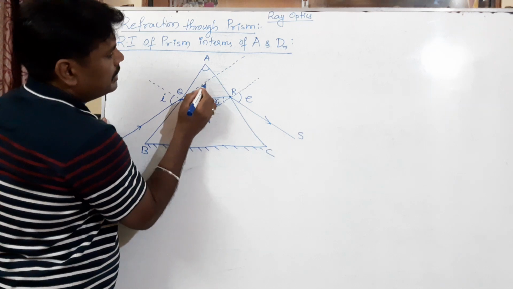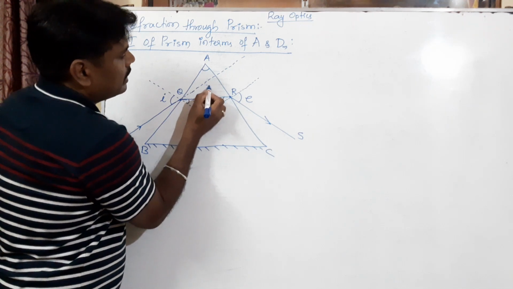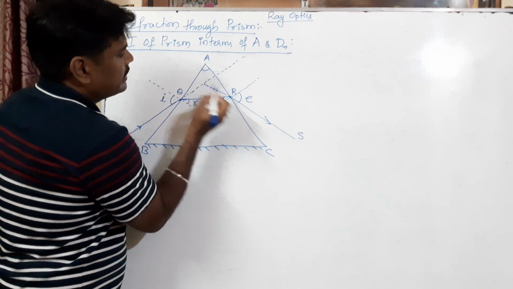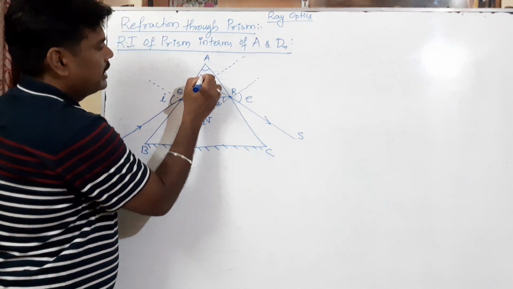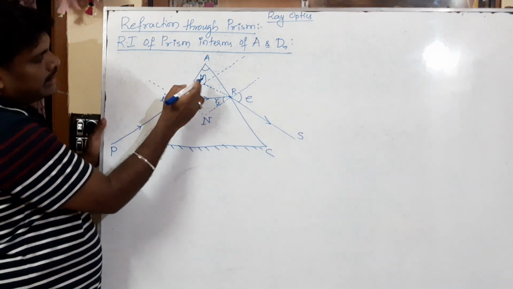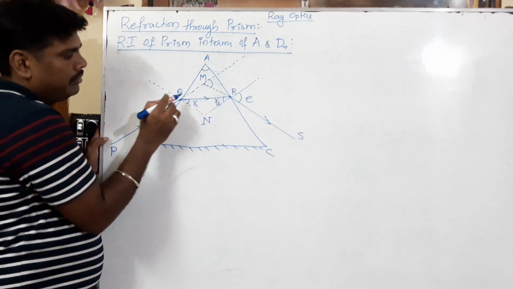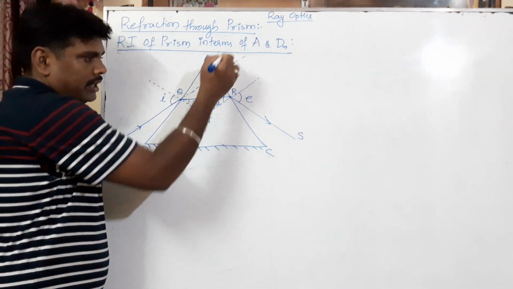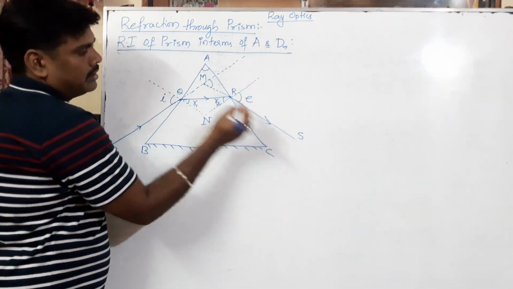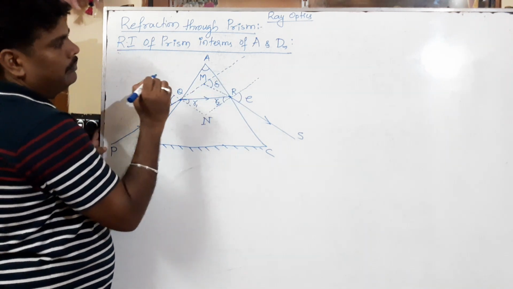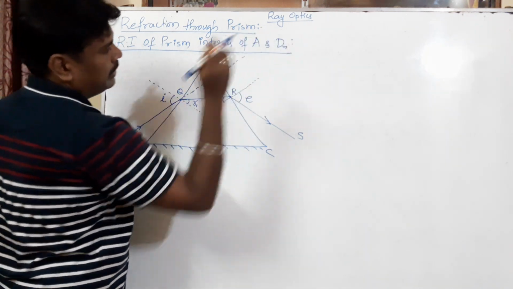Finally, the deviation produced: if I draw back RS in the reverse direction, it will meet the direction of the incident ray at a certain point. Let us call that point M. Now we are getting an angle here. This angle between the direction of the incident ray and the direction of the emergent ray represents the angle of deviation, delta.